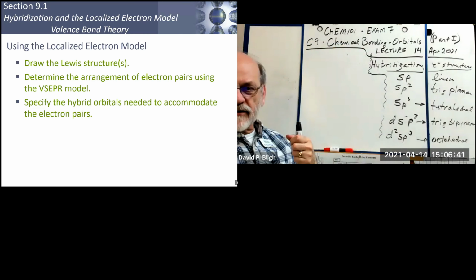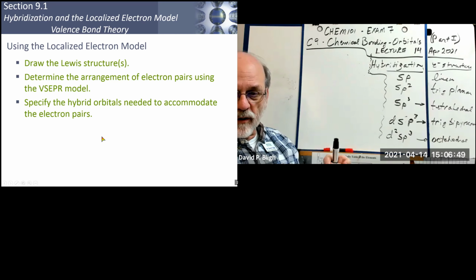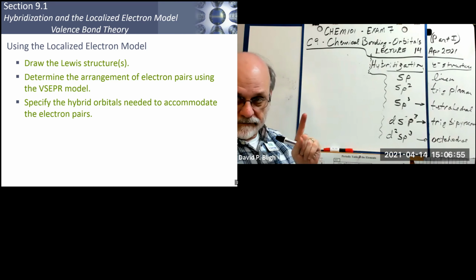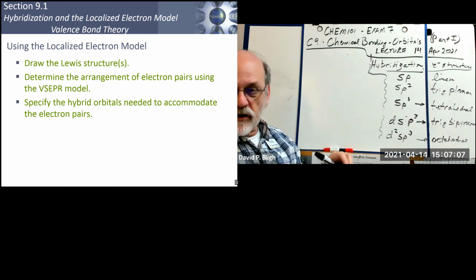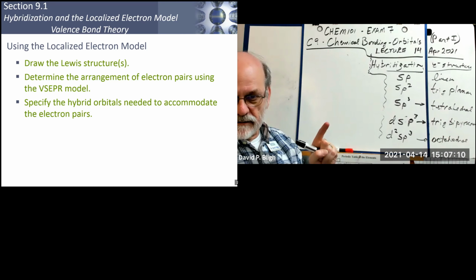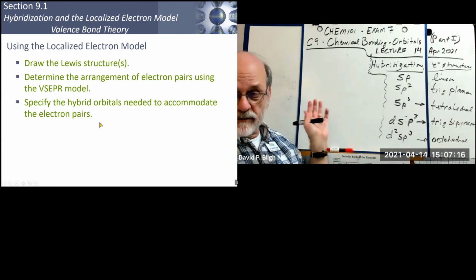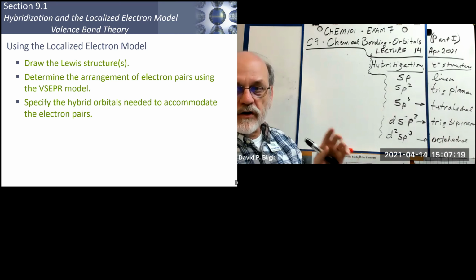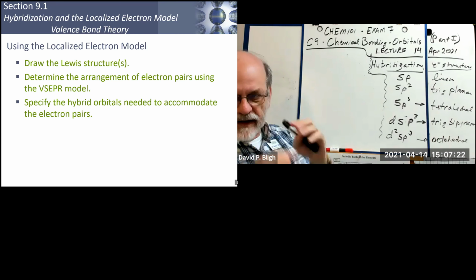So when we use the localized electron model, this is just rehash. After you do all the drawing and the structure, then specify the hybrid orbitals that you need to accommodate the electrons, either in bonding or in lone pairs. And you only have to consider the sigma bonds to make the VSEPR model work. Then if you do have some double bonds or triple bonds in there, then you use the unused p orbitals to make those overlaps.